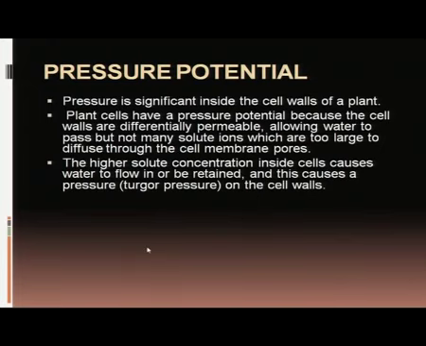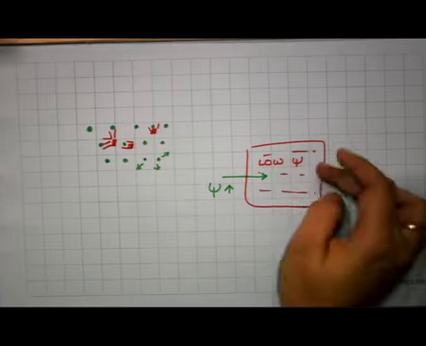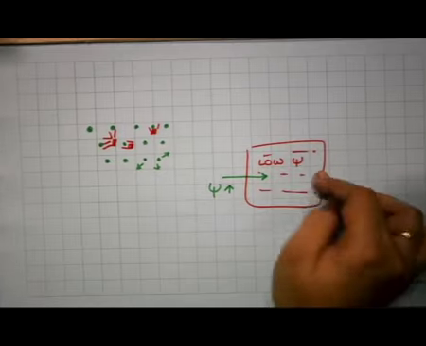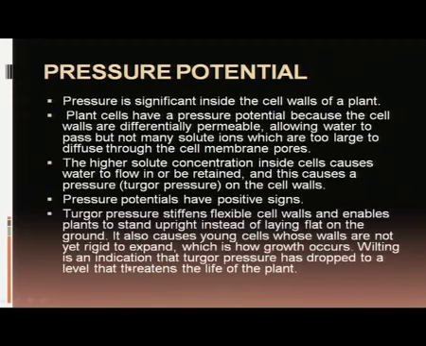Let us come back to this same example. So, what is happening? The water is moving in. Now, the cell is becoming turgid. It is exerting pressure on the walls. This pressure is known as turgor pressure. Pressure potentials always have positive signs. So, solute potentials were negative, but pressure potentials are positive.